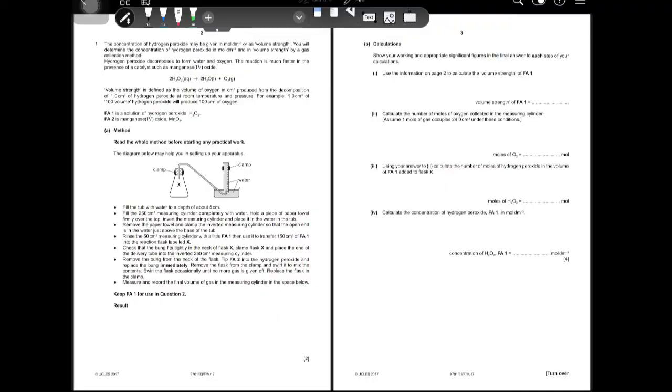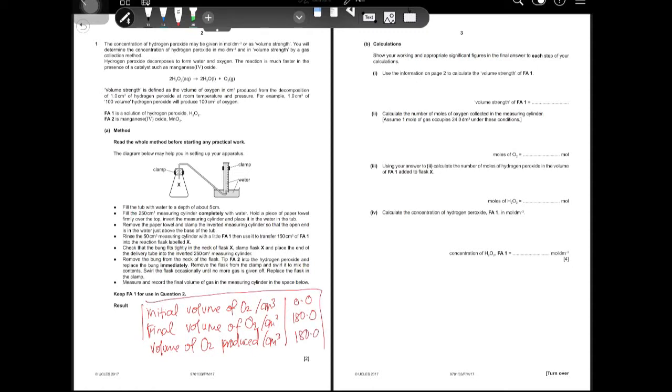Right, so from the experiment we have found that the volume of oxygen produced is 180 cm³. So we're going to go into writing the result now. Let's get into the calculation.